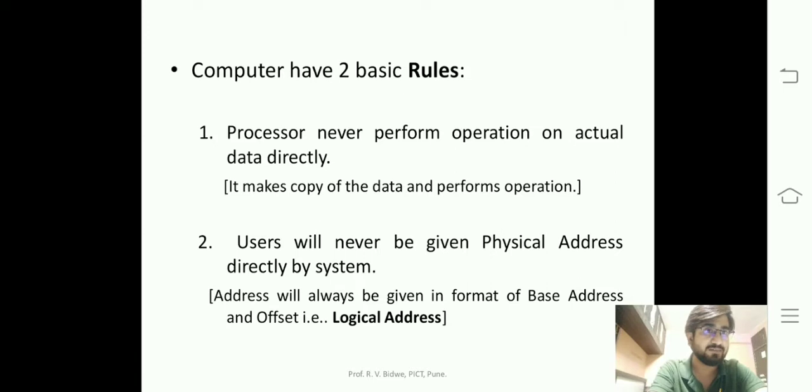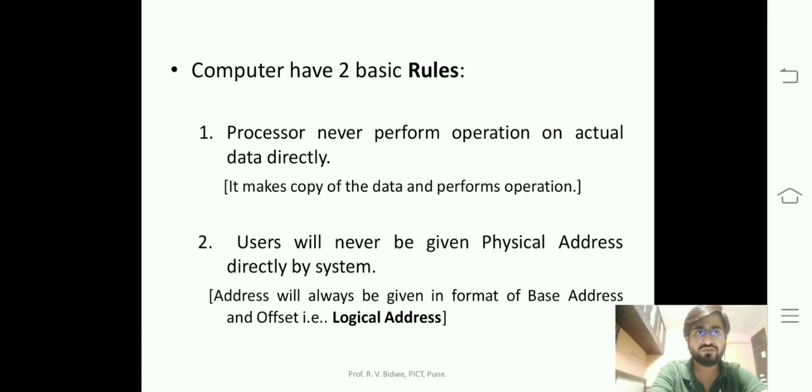So the answer is 30. When the computer confirms that the answer we got is the final answer, it will store that answer in the memory. So this is the first rule of a computer: the computer never performs operations on the actual data. It makes a copy of the data and then it performs the operation.